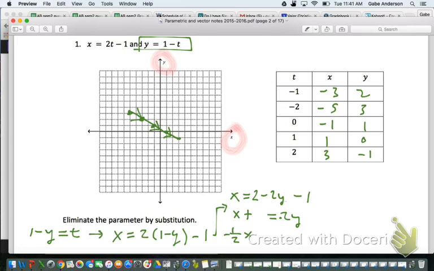I messed myself up. I'm going to go all the way back here and unmess myself up. There we go. So that part is right. So it would be x equals 1 minus 2y. Okay, yeah, this is going to work. So x minus 1 equals negative 2y. So I'm getting negative 1/2 x plus 1/2 equals y.